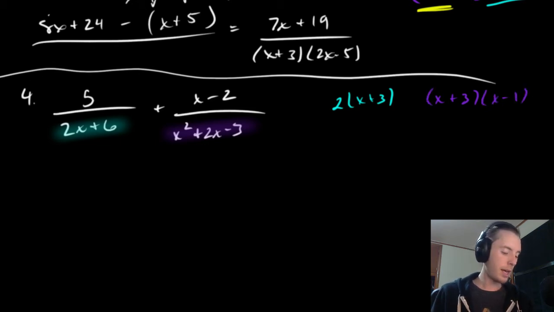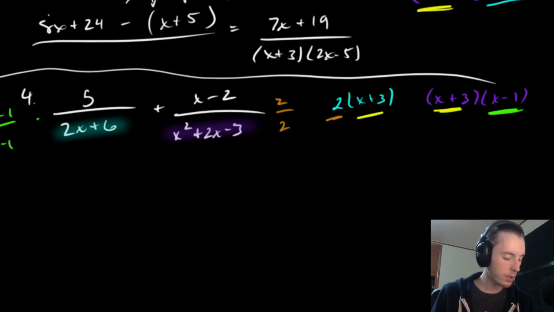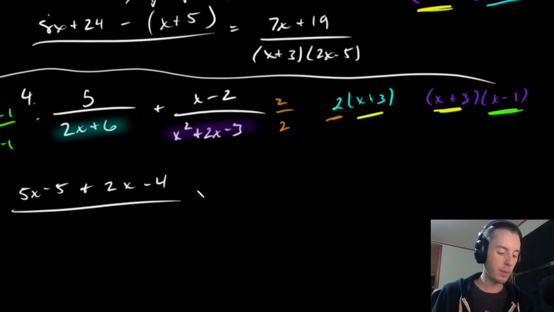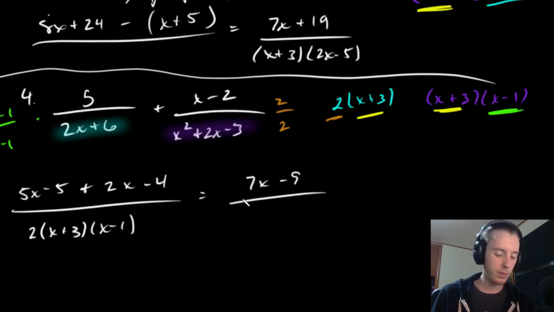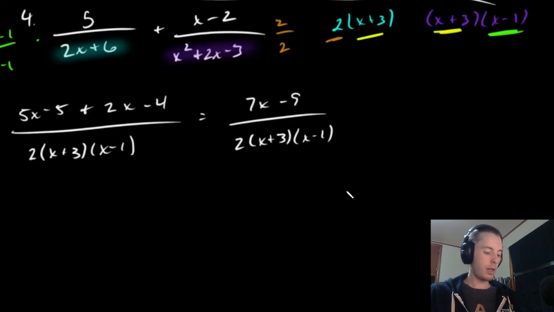Awesome. And so now, if you look here, the left piece and the right piece both have an x plus 3, but they need to share a 2 and an x minus 1. So this piece needs an x minus 1, and this piece needs a 2. And so now you're going to distribute the 5 in, you get 5x minus 5, and then you distribute the 2 in, you get 2x minus 4. And I went ahead and combined that all into one thing. And that denominator is going to stay, I'll just write it once here, 2 and then x plus 3 and then x minus 1. Now you combine across the numerator and you get 7x minus 9 over that denominator. Okay, done.